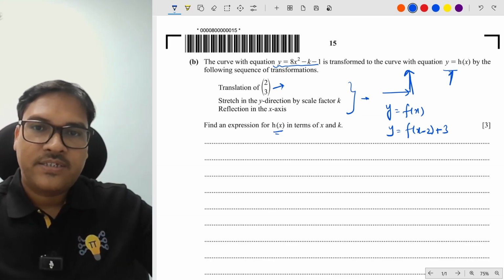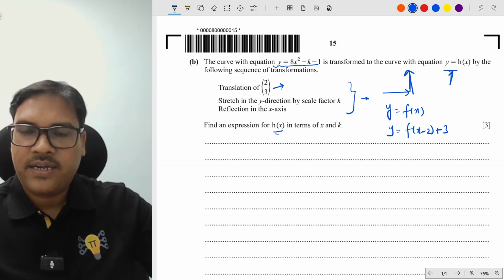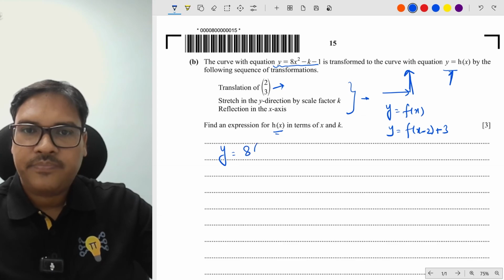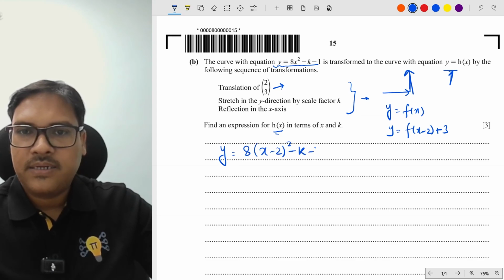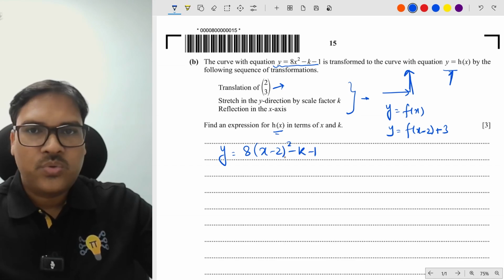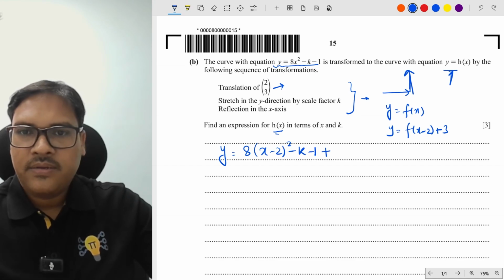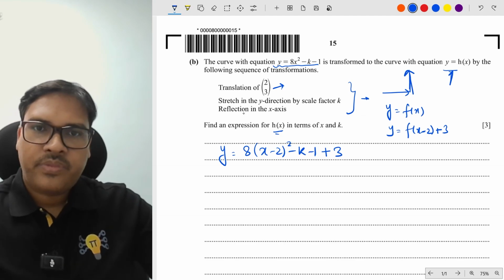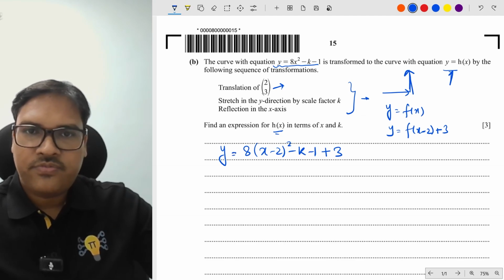Because we are shifting to the right side, this is why we have to write x minus 2. So you see this curve will become y is equal to 8 times (x minus 2) squared minus k minus 1, shifting 2 units to the right and plus 3, so that it is a vertical shift by 3 units. This is the result after the first translation.